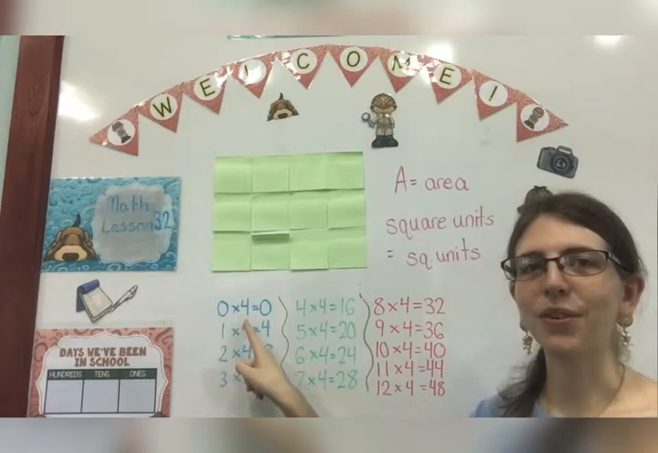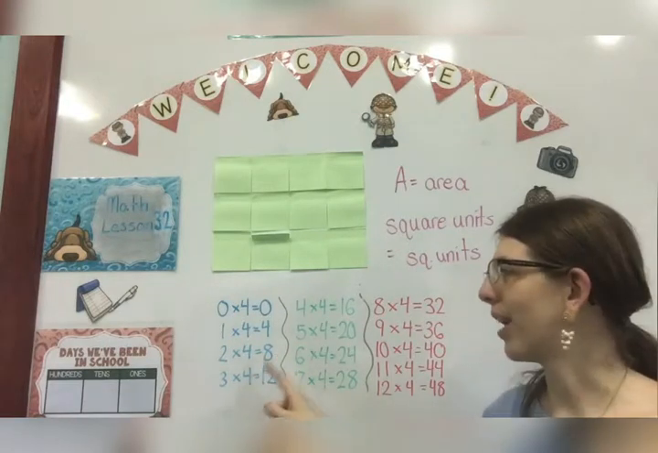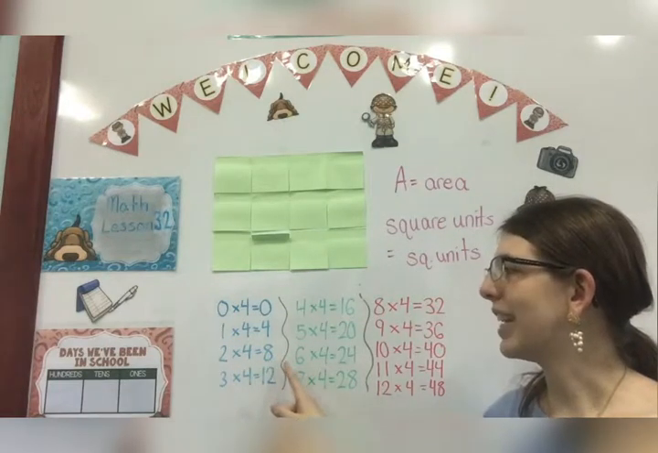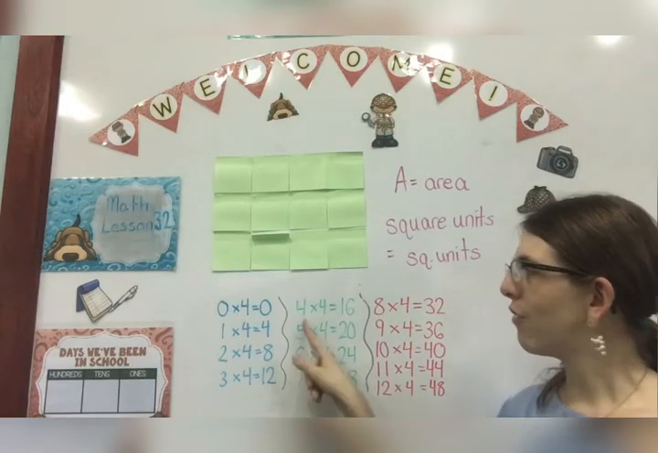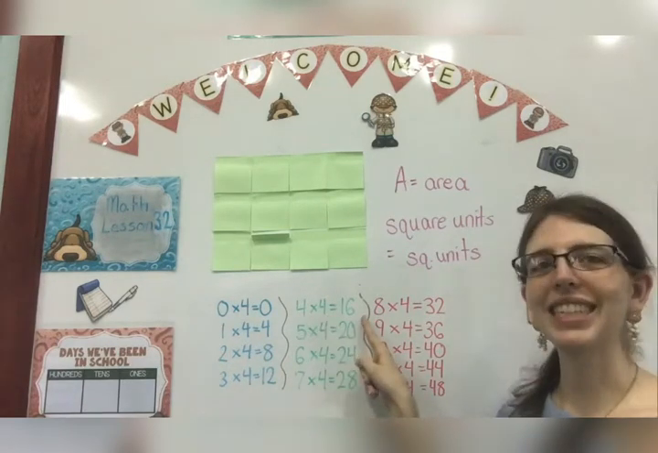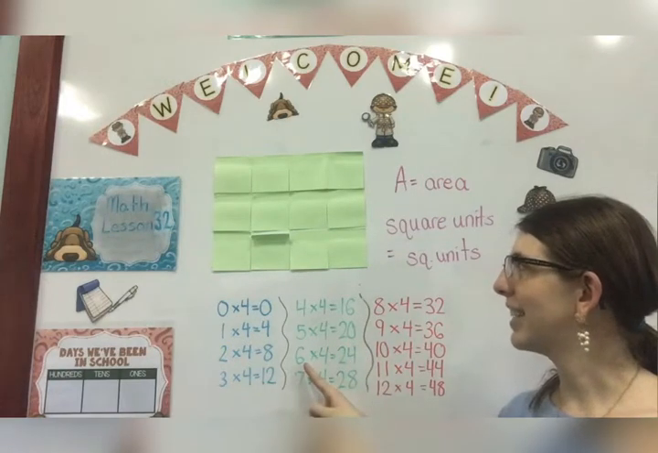0 times 4 equals 0. 1 times 4 equals 4. 2 times 4 equals 8. 3 times 4 equals 12. 4 times 4 equals 16. 5 times 4 equals 20. 6 times 4 equals 24.